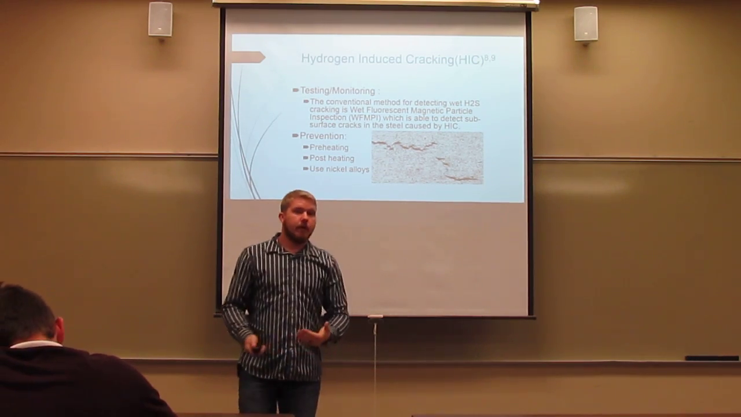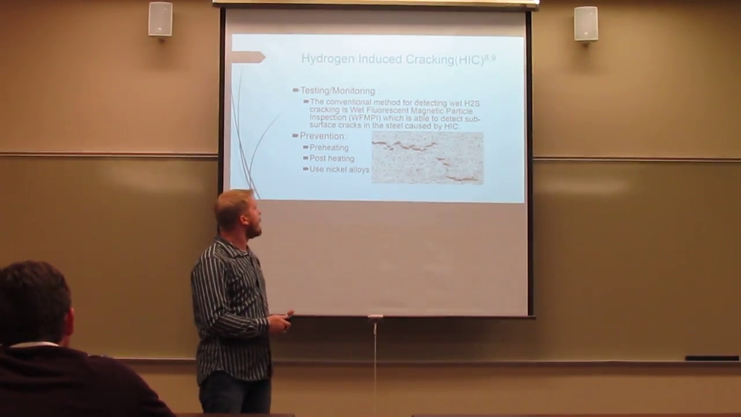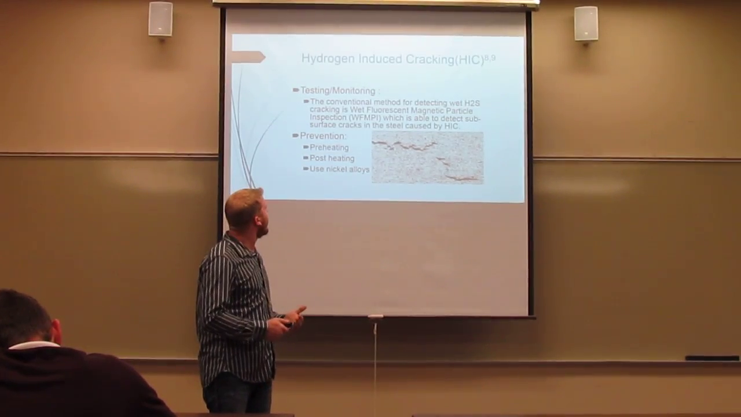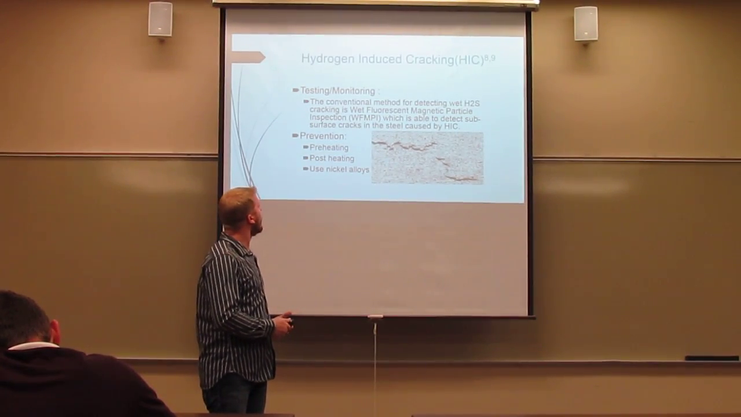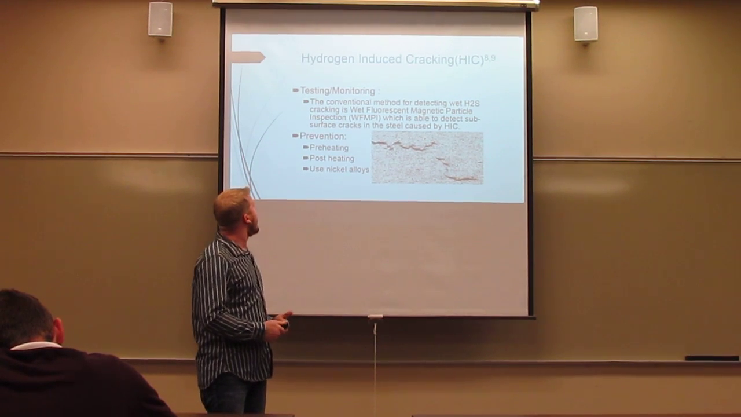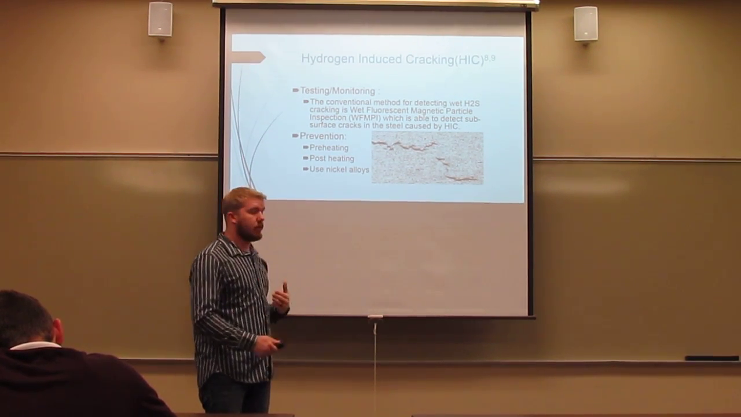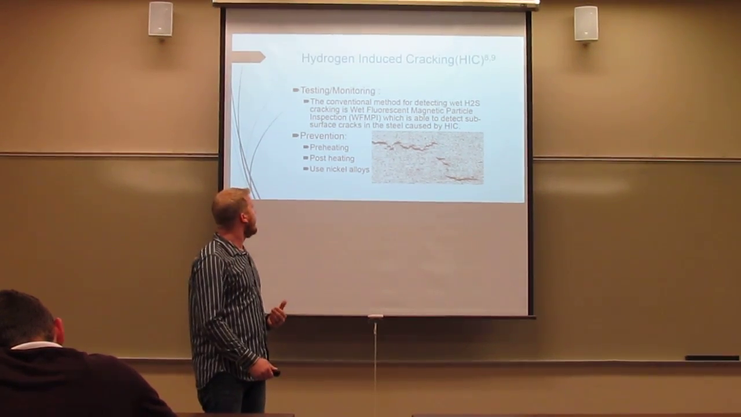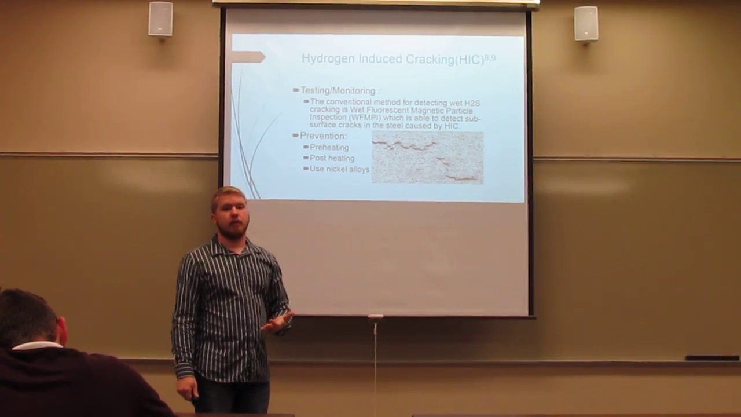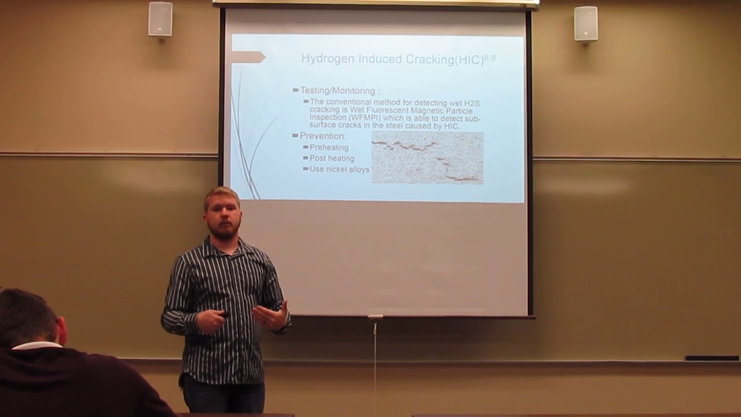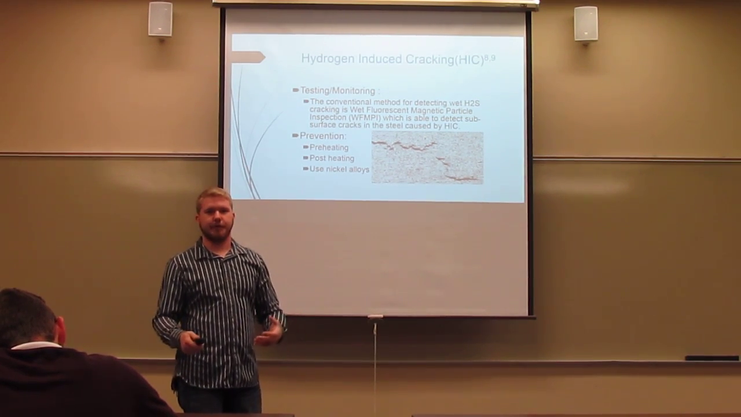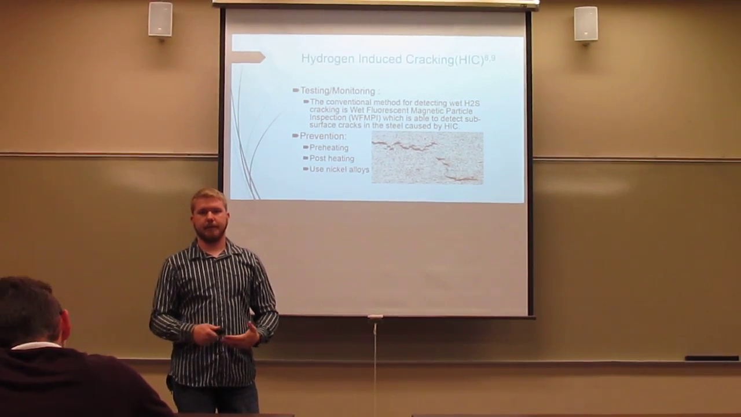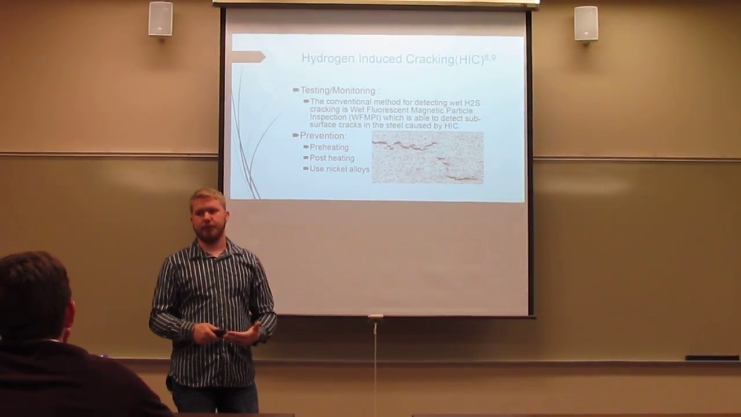Testing and monitoring. The conventional method of detecting wet H2S cracking is wet fluorescent magnetic particles, which has the ability to detect subsurface cracking in steel caused by hydrogen-induced cracking. Prevention: you can preheat, post-heat, or use nickel alloys. So for all the hydrogen type corrosions or defects in the metal, you're going to use nickel because its hydrogen diffusion rate is lower.